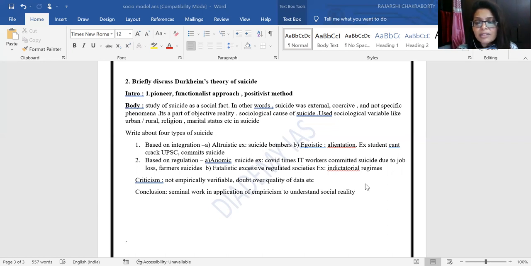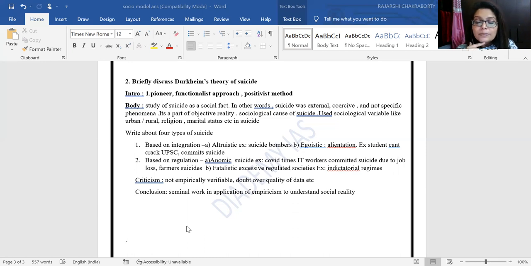Fatalistic is excessive regulation. For example, in dictatorial regimes like North Korea, you'd have a high rate of suicides. I have not looked at the recent figures, but it's natural for any dictatorial regime. So it happened in Hitler's Germany also. It's like that. Criticism: you have to write about the critiques for any theory that you write.